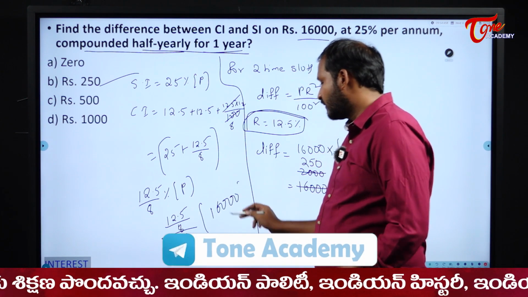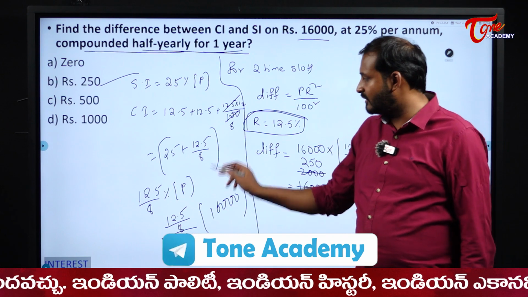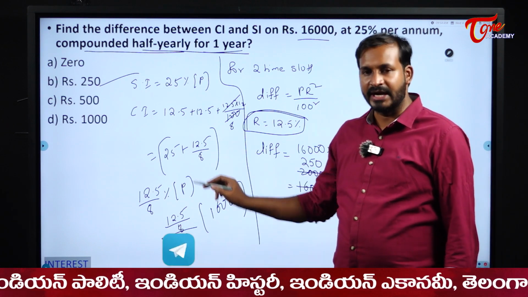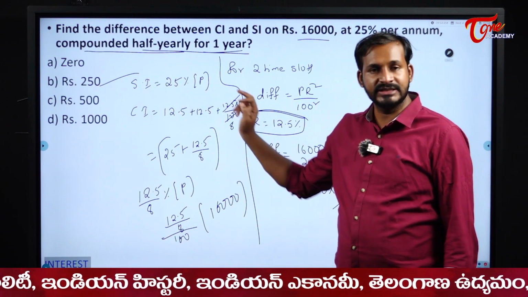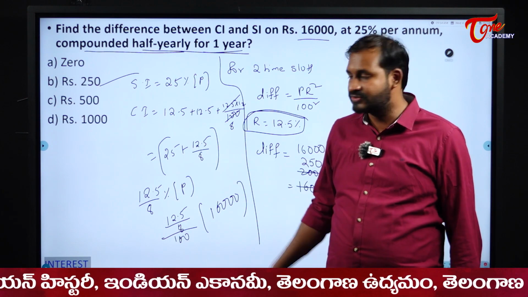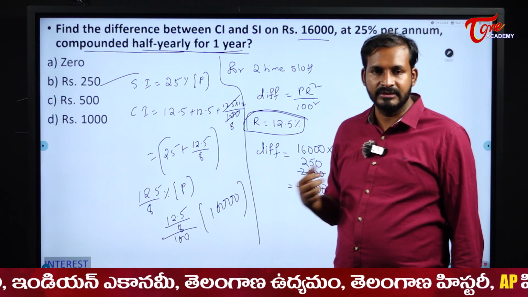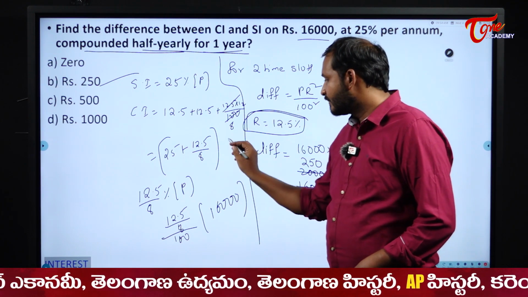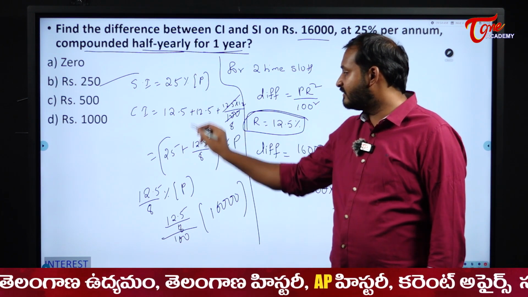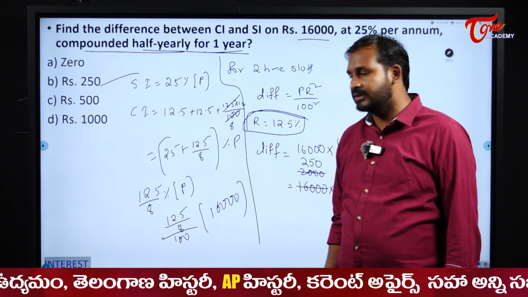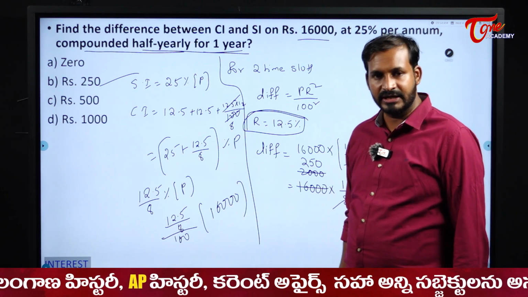16,000. What is the principal here? 16,000. Please don't try to calculate this value and add it. Make it simple. Here simple interest is 25% of P. Here compound interest is 25 plus 12.5 by 8% of P. Right? So what is the difference between this one and this one? This 12.5 by 8%. So that is the thing I have written here directly.